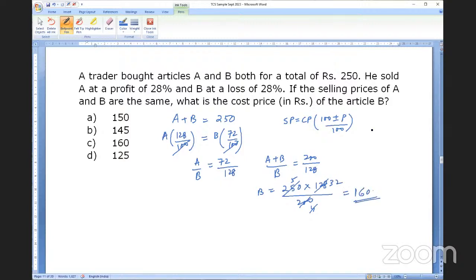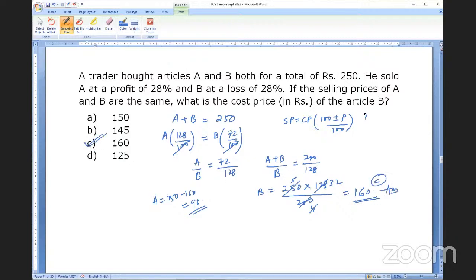That means cost price of article B is 160, and cost price of article A, in case they ask, is 250 minus 160, that is 90. But cost price of B is what they have asked. B is 160. Option C fits in.